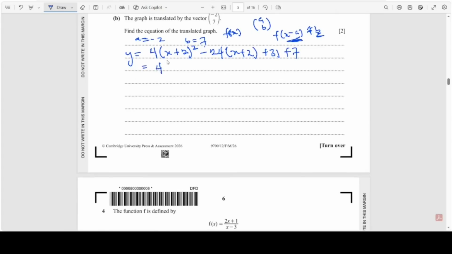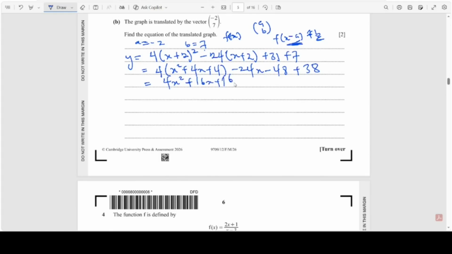So we try and simplify this expression. We have 4 here. We expand this fully. We have x squared plus 4x plus 4, negative 24x minus 48, and 31 plus 7 is 38. Then we expand the brackets: 4x squared plus 16x plus 16 minus 24x. Then negative 48 plus 38 will give us negative 10. So finally we have y is equal to 4x squared, 16x minus 24x is negative 8x, and then 16 minus 10 is positive 6. And that is our transformed graph.